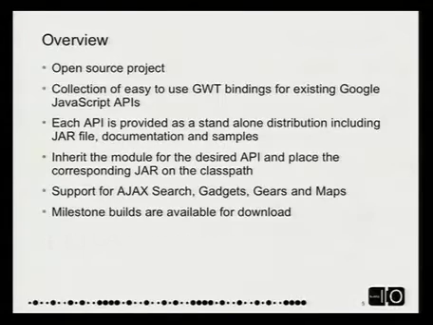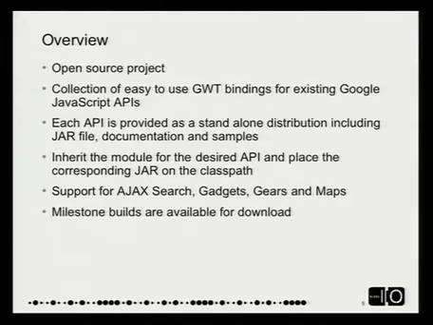So the GWT project is an open source project. Basically, the project is a collection of GWT bindings for existing JavaScript APIs. You wouldn't find brand new APIs there. That is to say, you wouldn't find bindings in there for which there isn't already a JavaScript API available.